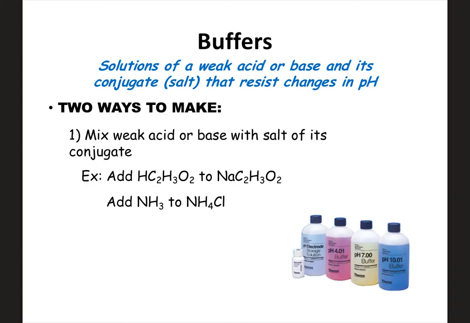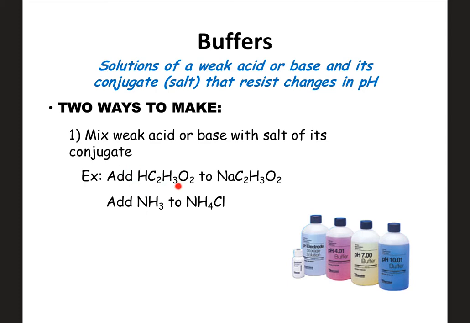There are two ways to make a buffer. And the first way is the most obvious way because it's the definition of a buffer. If you have a weak acid and its conjugate, that will form a buffer. If you have a weak base and its conjugate, that will form a buffer as well. So basically, you would just have to, for example, here, take acetic acid and mix it with a salt that contains its conjugate. So sodium acetate here.